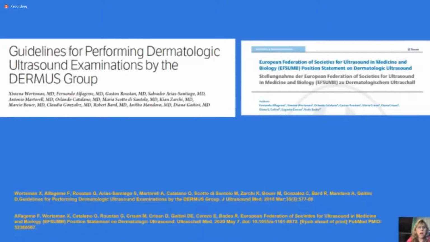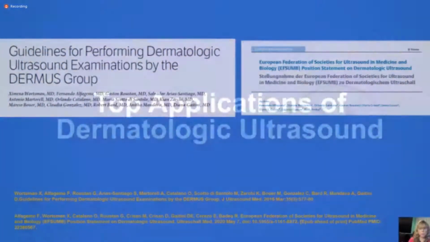Importantly, we now have guidelines in the literature for performing these dermatologic ultrasound examinations. We have one of them published in the Journal of Ultrasound in Medicine and another in the Journal of the European Federation of Societies for Ultrasound Medicine and Biology. These two articles put some quality standards on the performance of the examinations, which is important to the accreditation of the quality of the examinations.